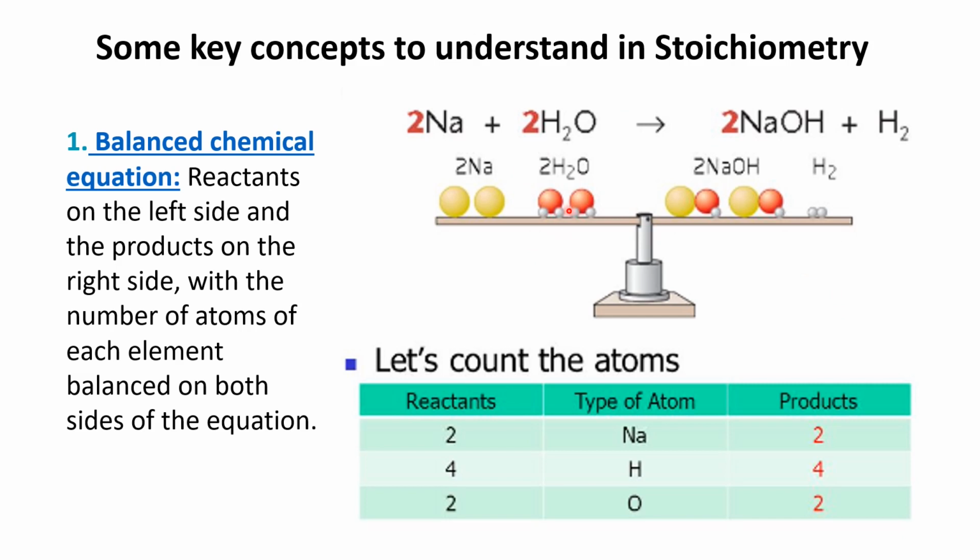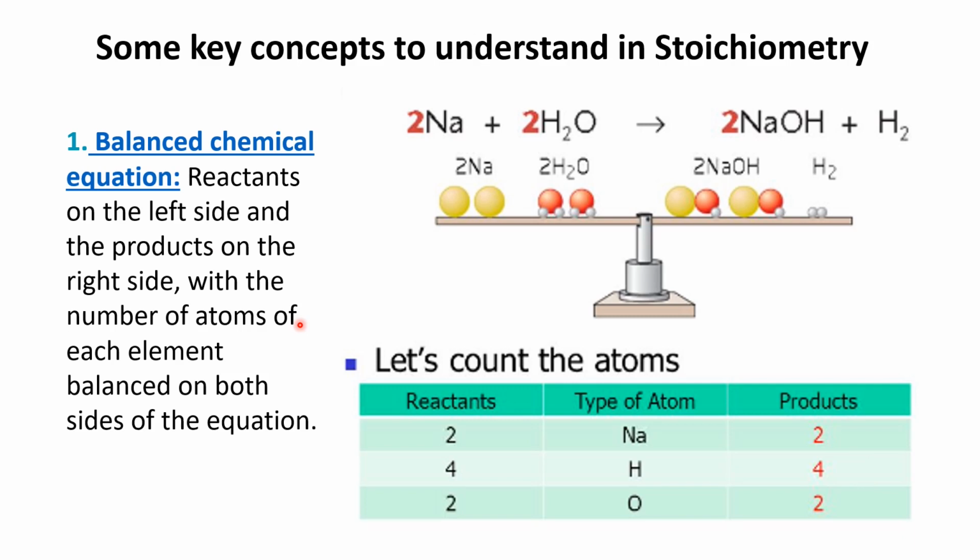Now you can see here that this is a balanced reaction. Why? Because on the left hand side and the right hand side the number of atoms is exactly the same. For example, sodium is 2 here and here also it's 2. So this is balanced for sodium. Then hydrogen: 2 multiplied by 2 is 4, and here also 2 plus 2 is 4. So in total the hydrogen atoms are also 4 on both sides. And then oxygen, here there are 2 and here also there are 2 oxygen atoms. So this is a balanced chemical equation.